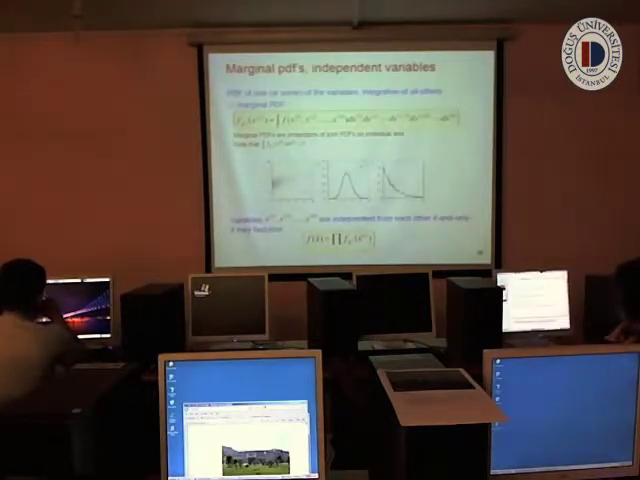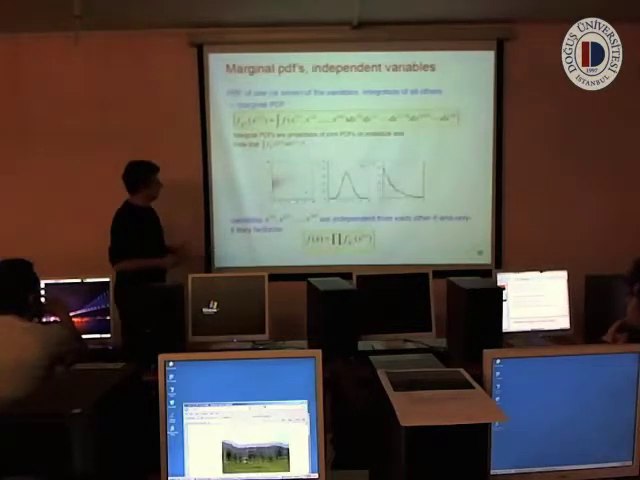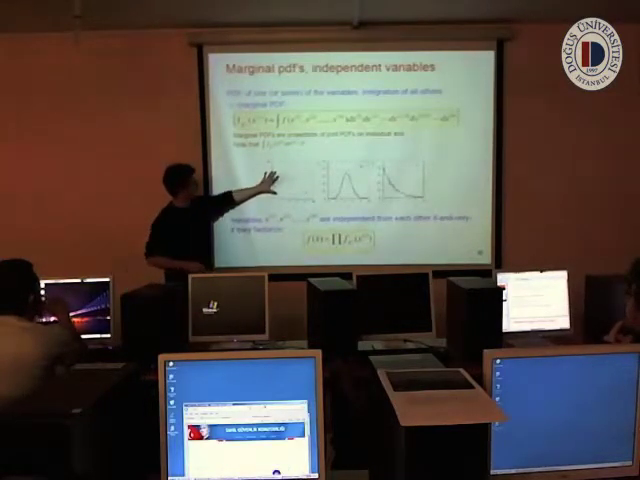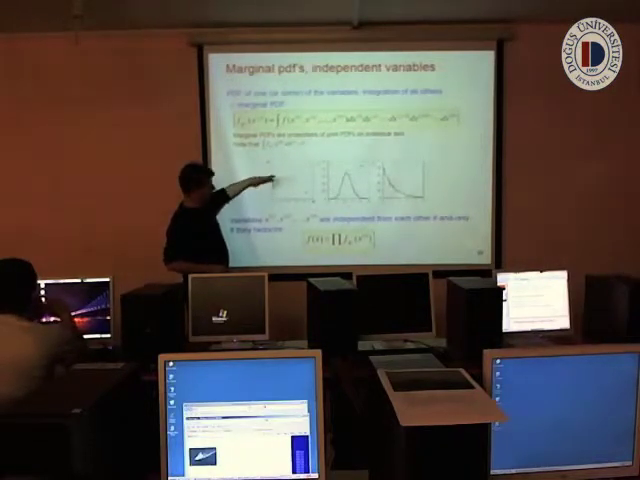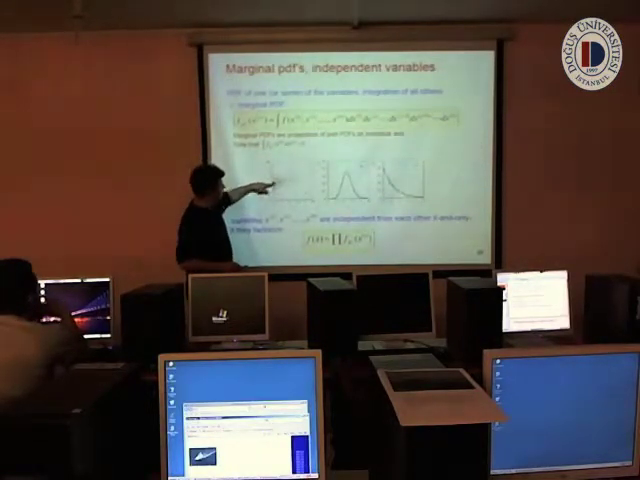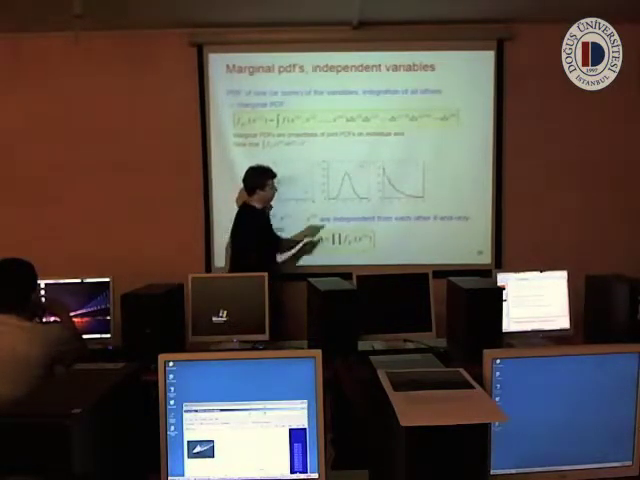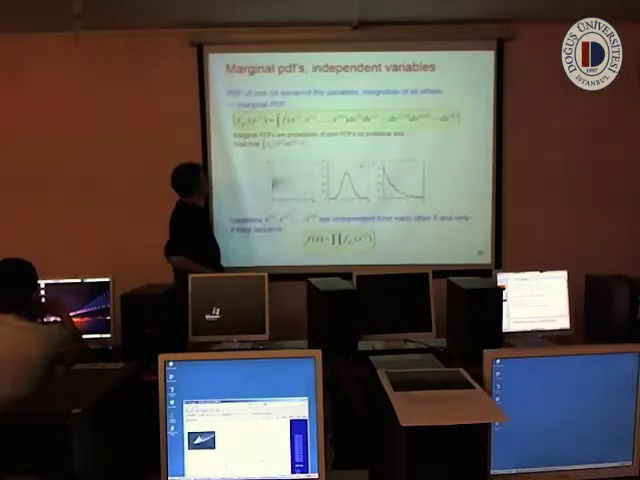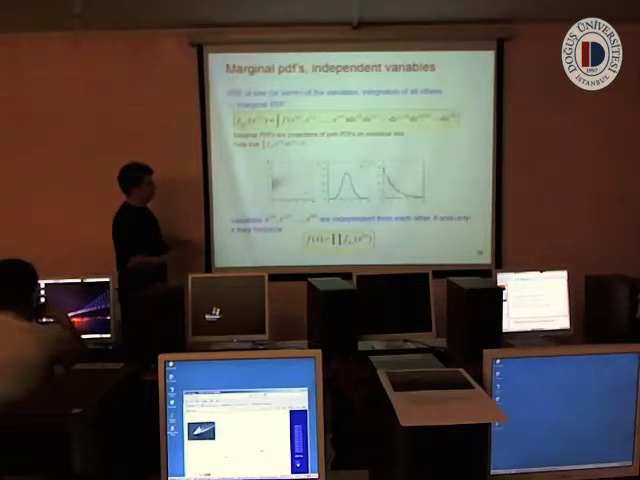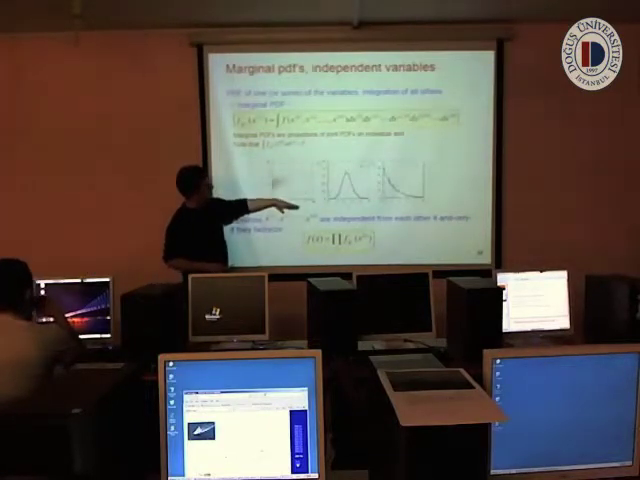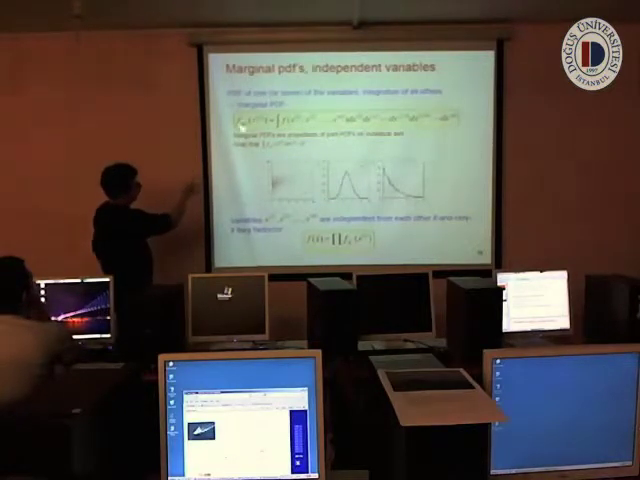Okay, so marginal PDFs and independent variables. For the marginal PDF, let's say we have an example here in 2 dimensions. In this dimension is a Gaussian distribution with a mean that goes to higher values, and in this dimension it is an exponential like this. So the marginal PDF is basically a projection of the parameter space onto one axis.